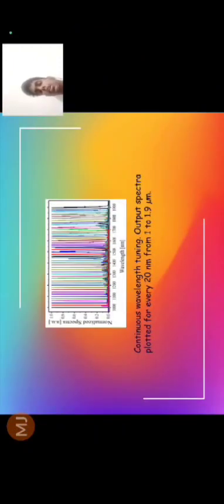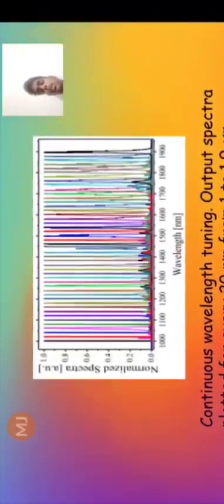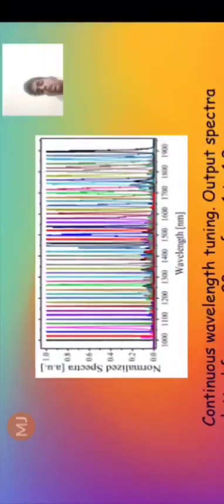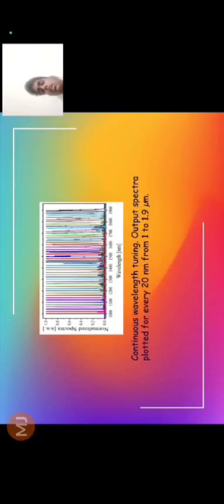The continuous wavelength tuning output spectrum is plotted for every 20 nanometers from 1 to 1.9 micrometers. The axes show the wavelength from 1000 to 1900 and the normalized spectra from 0 to 1. The wavelength is noted in nanometers and the normalized spectra in arbitrary units.